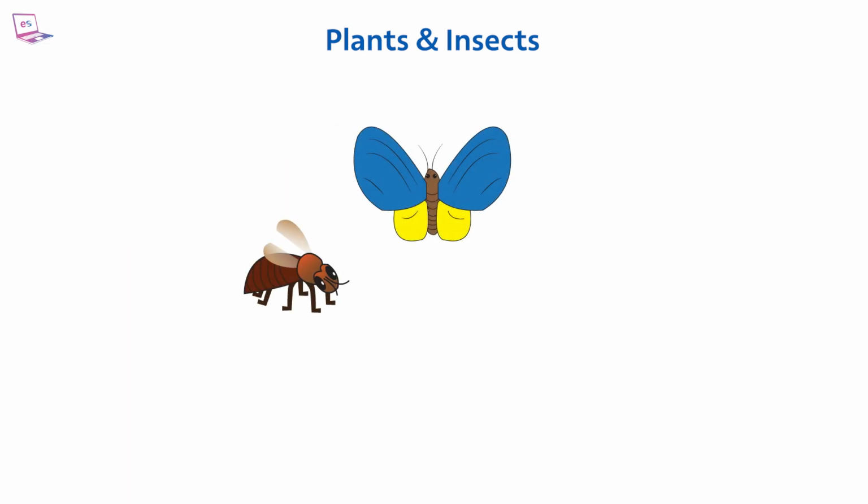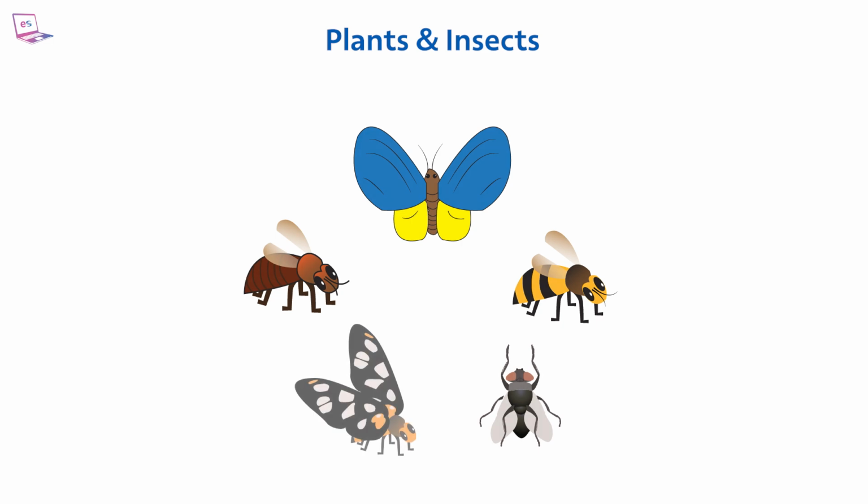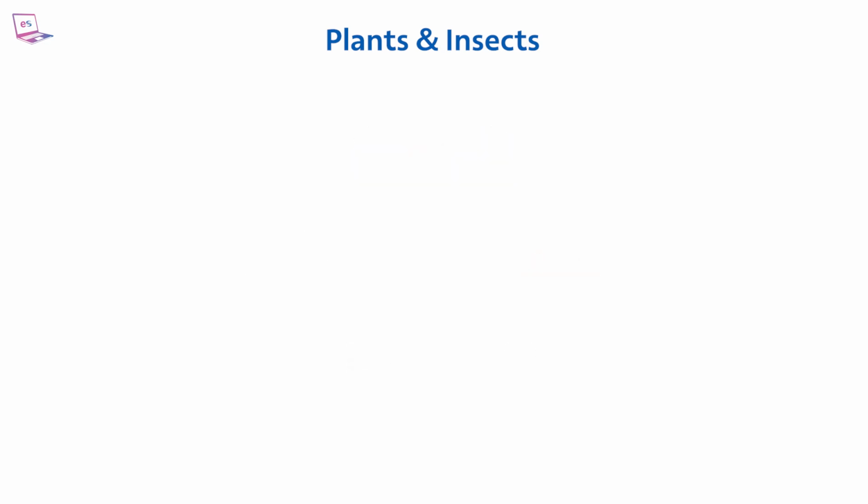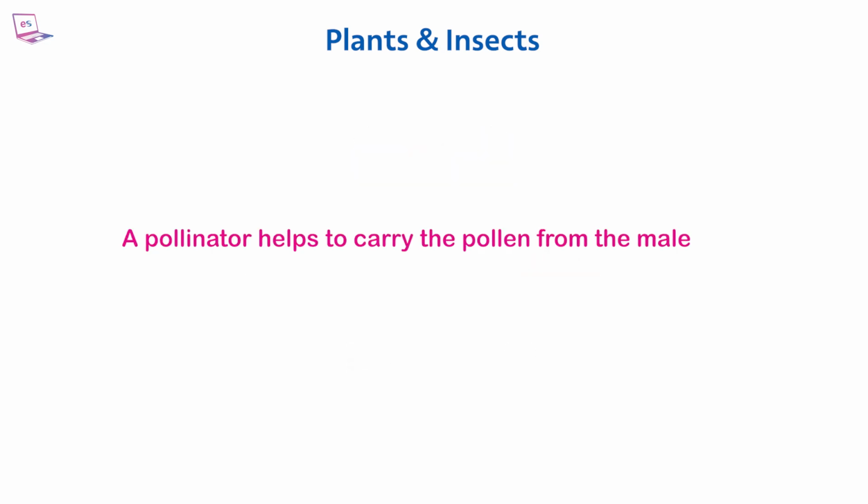Besides bees and butterflies, wasps, flies and moths act as pollinators to transfer the pollen between plants and help them to reproduce. A pollinator helps to carry the pollen from the male part to the female part of the flower.